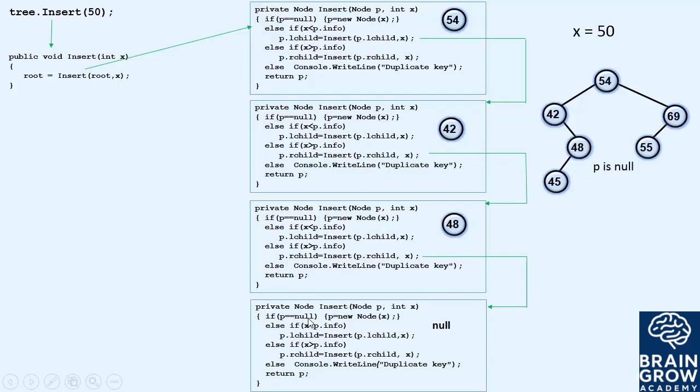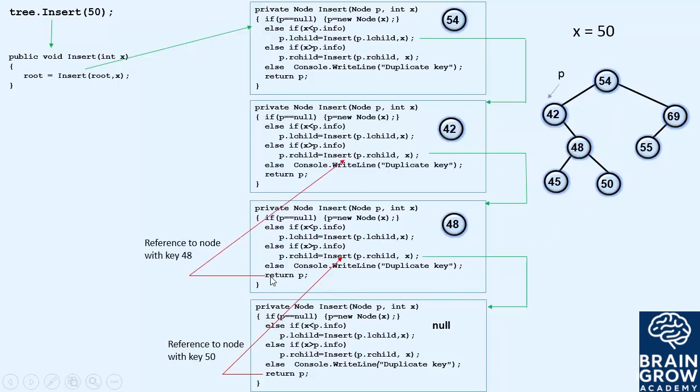Now in this call, P is null. So we'll allocate a new node with key value 50. And we'll make P refer to this new node. Now reference to this new node is returned from here. Now in this call, P refers to this node 48. And the reference returned by this call is made the right child of P. So this 50 becomes the right child of 48. Next, all other calls return. And so this is how this new node is inserted in the binary search tree.